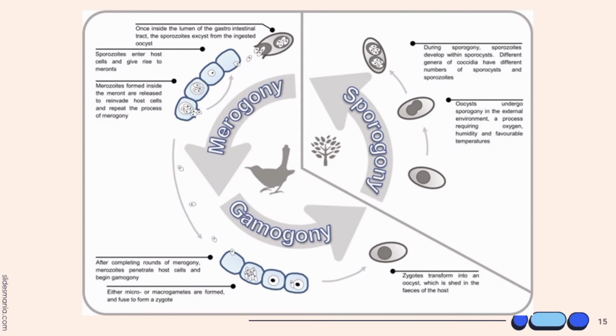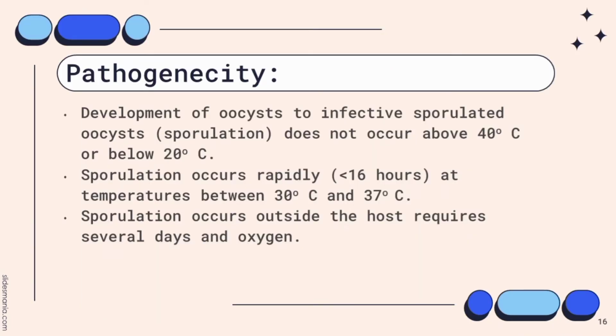For the pathogenicity, the development of oocysts to infective sporulated oocysts, or sporulation, does not occur above 40 degrees Celsius or below 20 degrees Celsius. So we have here the temperature range for the development. The sporulation occurs rapidly in less than 16 hours at temperatures between 30 degrees Celsius and 37 degrees Celsius.